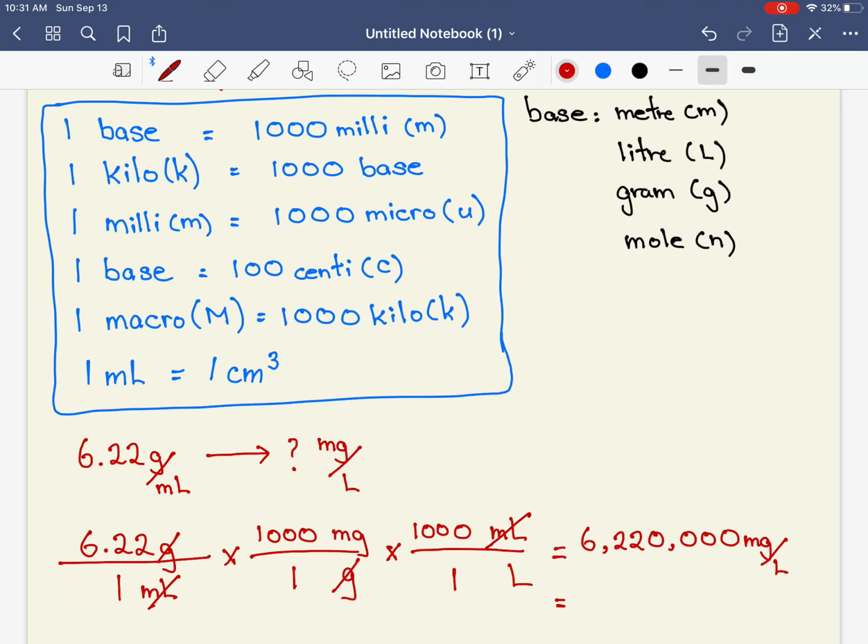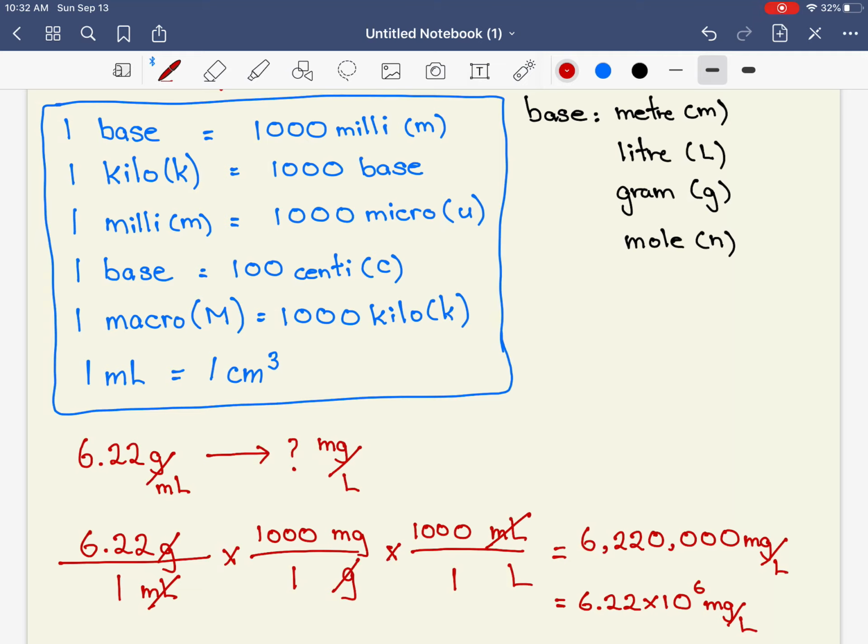Or if you remember, to abbreviate these big numbers, we like to use scientific notation. So you can say 6.22 times 10 to the power of 6 milligrams per liter. Okay, get used to doing something like that. That's actually very, very important. All right, so that's how you would change these units, okay? That are what I call relationship units. Density is a relationship unit because it's trying to figure out the relationship between mass and volume.